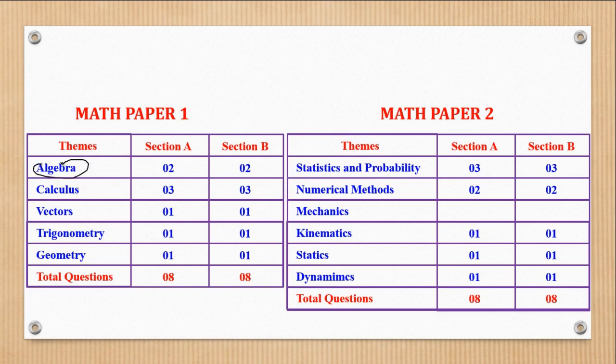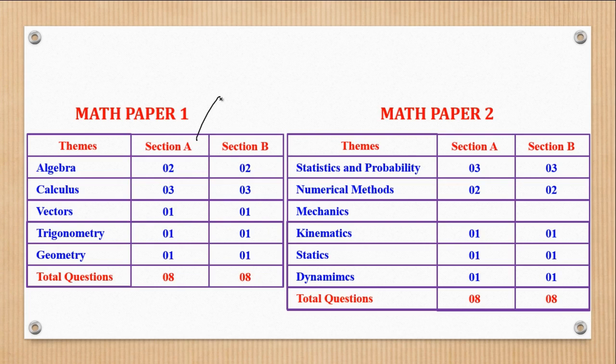In algebra, there are topics in algebra as we shall look through as we're going through this video, but what you should remember is that in algebra, 2 questions come in section A and 2 in section B. Calculus, 3 questions come in section A and 3 in section B. We shall see what calculus is as we proceed with this video. Vectors has 1 in section A, 1 in section B. Trigonometry, 1 section A, 1 section B. Geometry, 1 section A, 1 section B. So if you add up all these ones, you get a total of 8, which should be in section A. And if you add up all these ones, you get a total of 8, which should be in section B.